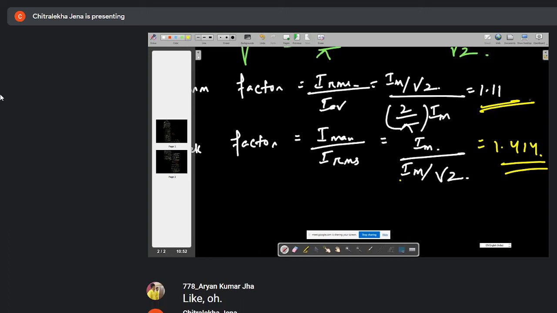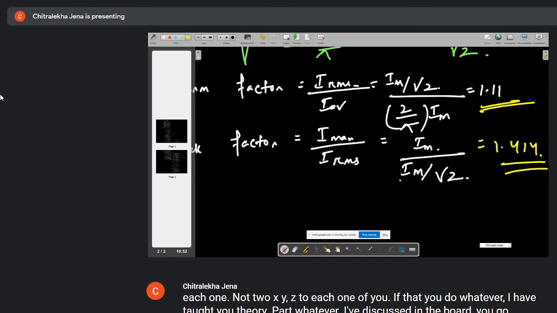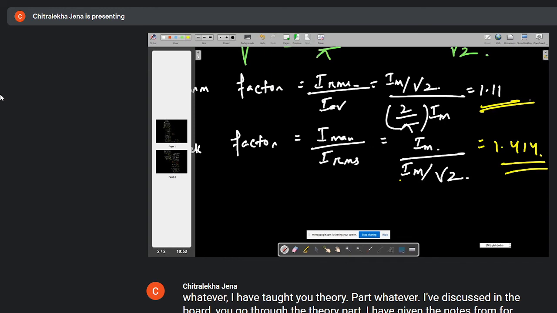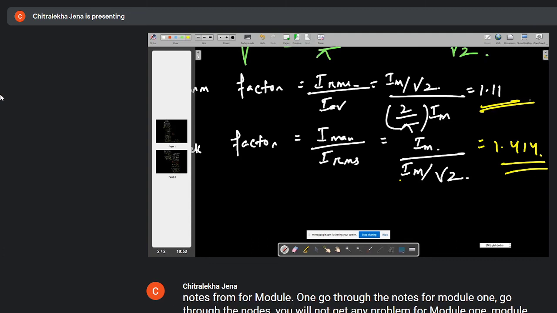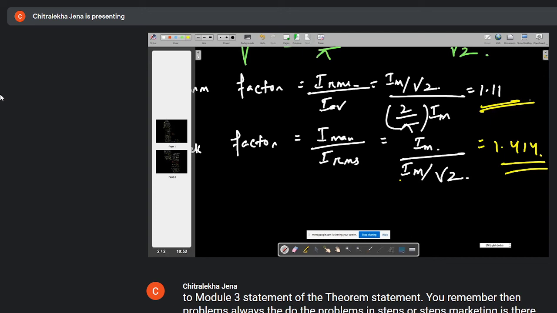To each one of you, do whatever I have taught you, the theory part, whatever I have discussed on the board. Go through the theory part. I have given the notes for module 1. Go through the notes, you will not get any problem for module 1. For module 2 and module 3, remember the statement of the theorem. Then problems, always do the problems in steps. Step marking is there. Don't waste time in calculation. Use your calculator to calculate everything. Write everything in steps, so that you will get maximum marks.